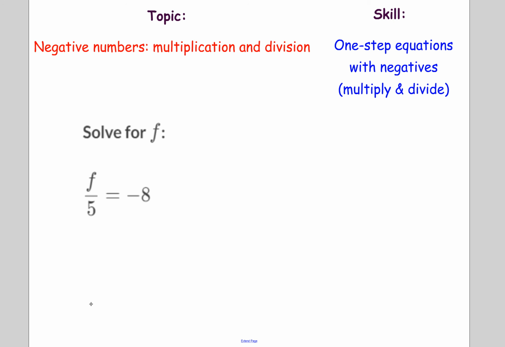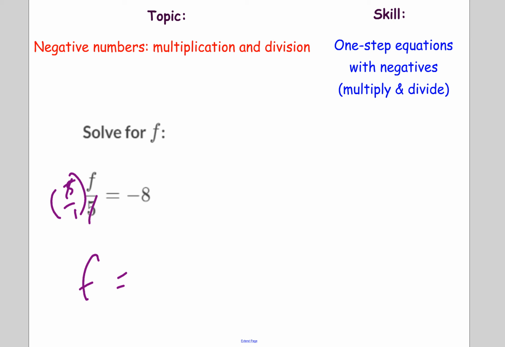Our goal is to get f by itself, just one f. F equals some number. The way to do this, if you think about it, is if I take this side and I multiply this by 5 or 5 over 1, you see how 5 and 5 cancel each other out, and I end up with just f over 1, and that's my goal. F divided by 1 is just f.